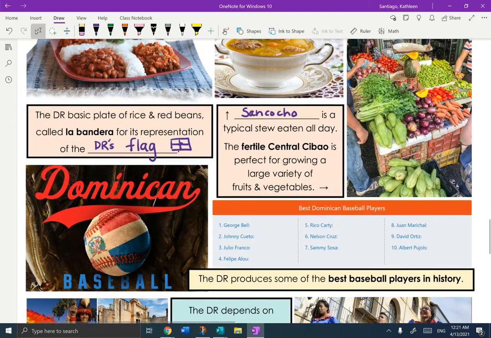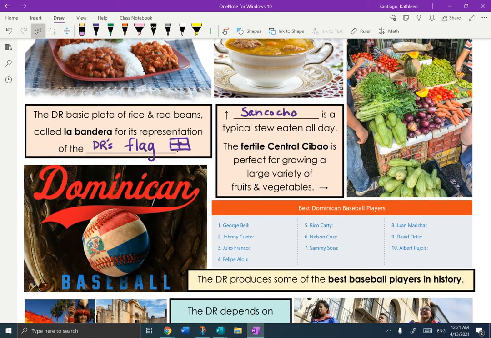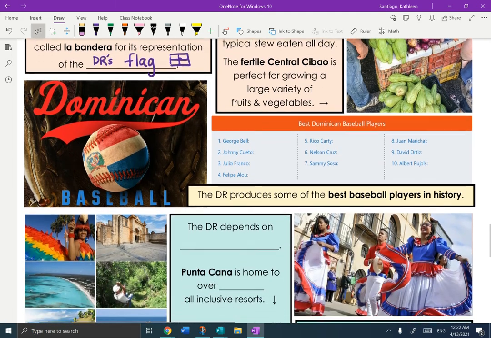Okay, many of you probably know this. The Dominican Republic is known for baseball. It's the number 1 sport, and the Dominican Republic has produced some of the best baseball players in history, and they are listed above. George Bell, Johnny Cueto, Julio Franco, Felipe Alou, Rico Carti, Nelson Cruz, Sammy Sosa, Juan Marichal, David Ortiz, and Alberto Pujols. Some of you probably say Pujols, but it's Pujols. And others. Let's scroll down.